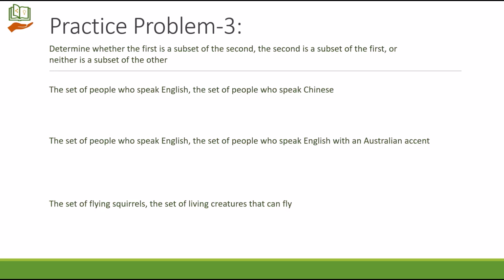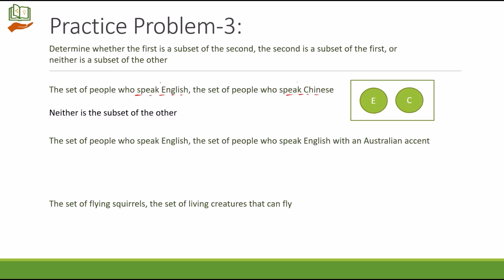Next problem, determine whether the first is a subset of the second, is a subset of the first, or neither is a subset of the other. Let's take the first statement. The set of people who speak English, the set of people who speak Chinese, both are different category. Let's take a Venn diagram. C stands for Chinese speaking people, E stands for English speaking people. This is completely separate and this is completely separate. So we can conclude neither is the subset of the other.